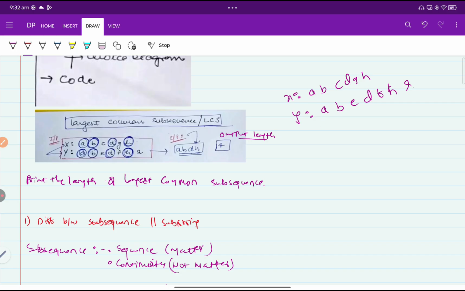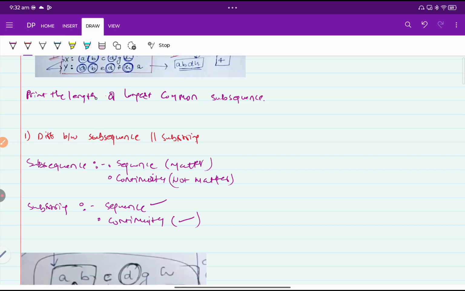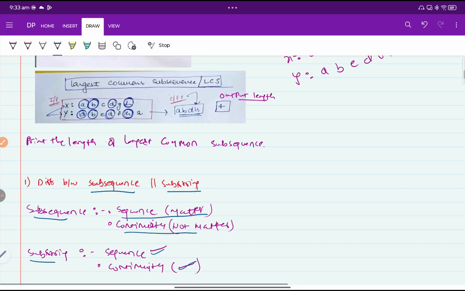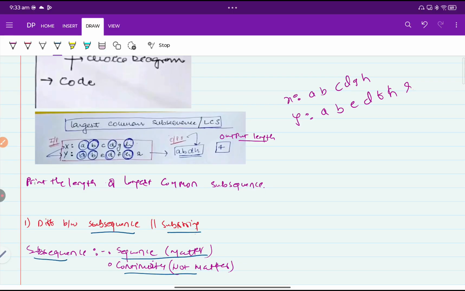What is the difference between a subsequence and a substring? In a subsequence, the order in which the characters come matters, but continuity does not matter. But in a substring, the sequence matters and the continuity also matters. So in a subsequence we don't care about continuity, we focus only on the sequence.